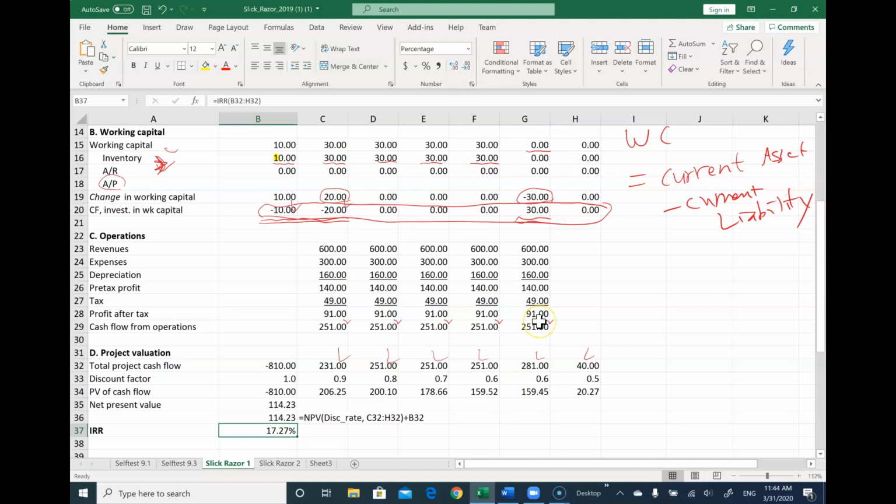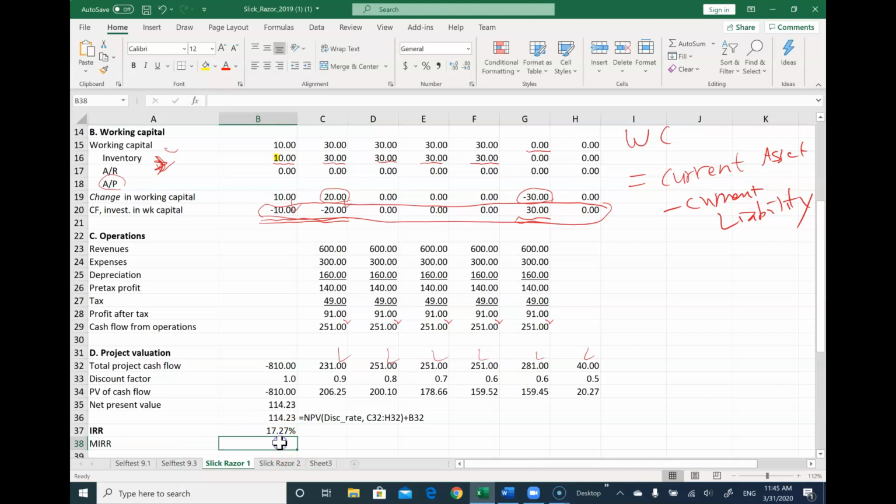So you can see that internal rate of return of this project is 17.27%, which is obviously greater than 12% discount rate, and it is consistent with the net present value calculation that this is a good project, it's a profitable project. Okay. One last thing that I wanted to add was MIRR.